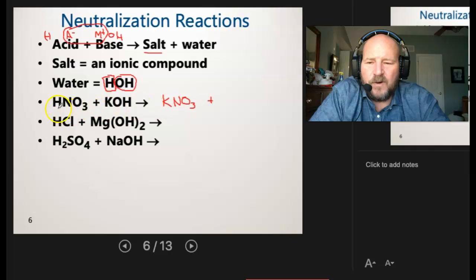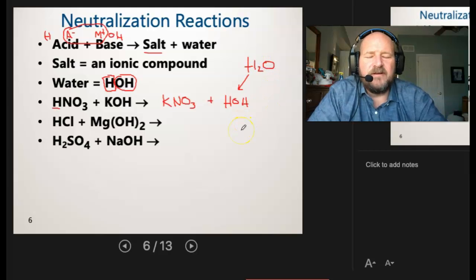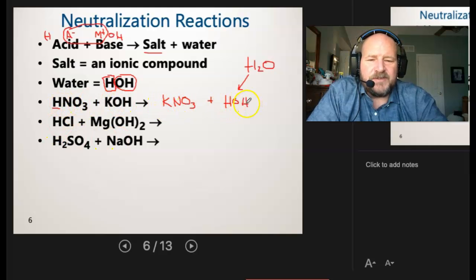And of course I'm going to make water, where the H is coming from the acid, and the OH is coming from the base. Now you didn't have to write it this way. You could have written it as H2O, and that would have been fine. Since this is 1-to-1, these are all going to be 1-to-1 as well, and therefore it's already balanced.